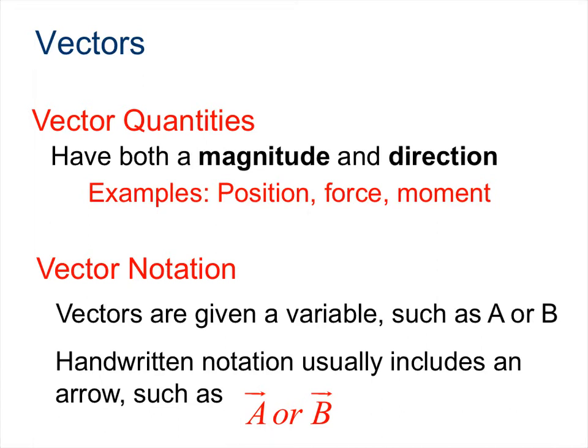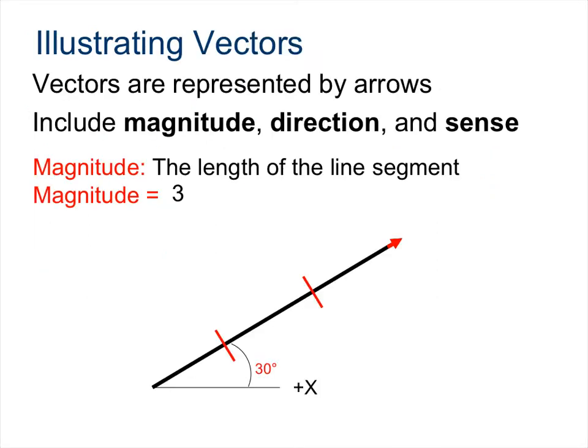In regards to vector notation, we usually use a variable such as A or B to describe a particular vector. And then usually above the variable, there is a handwritten notation that includes an arrow to denote vector A versus vector B. When it comes to illustrating vectors, we're going to represent them using arrows, and we're always going to include its magnitude and its direction, but we're also going to include a third component, which is the sense.